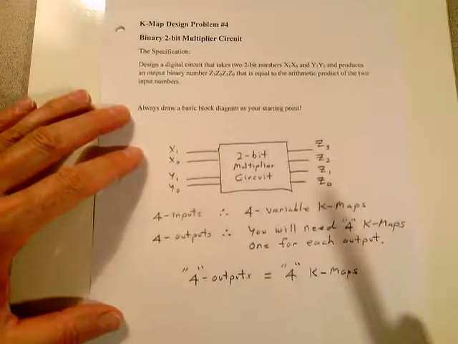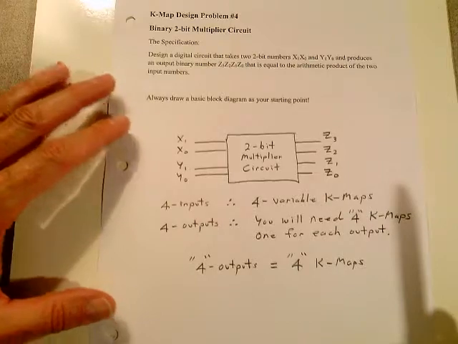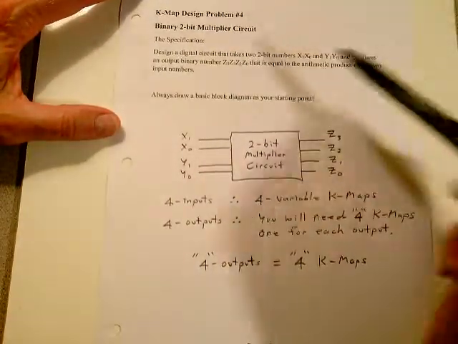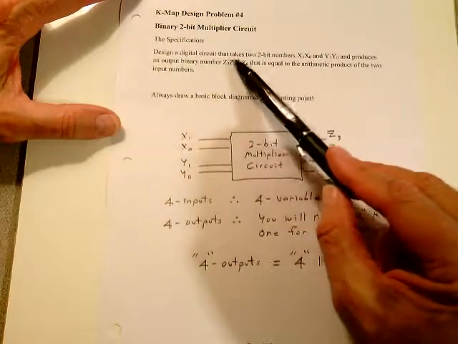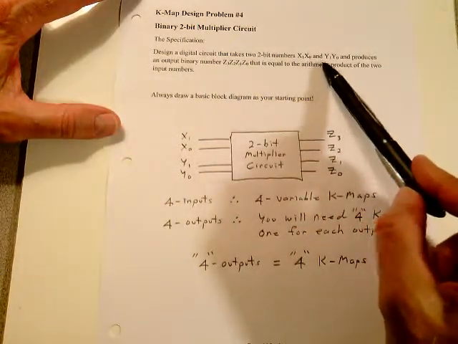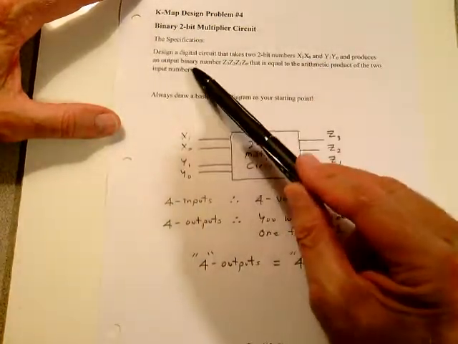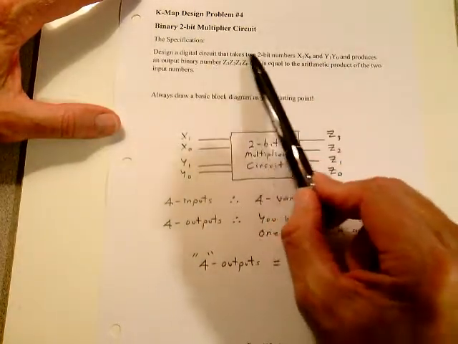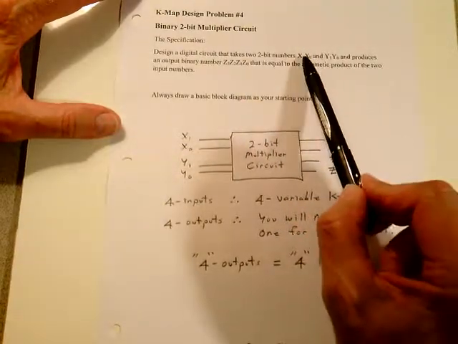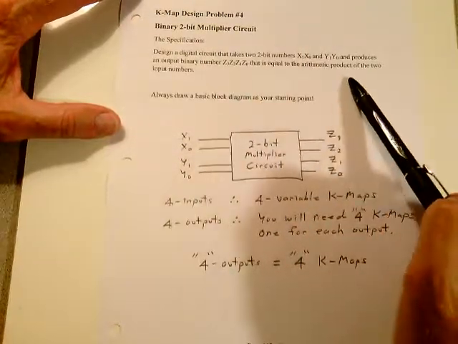K-map design problem number 4, which is on page number 115. A binary 2-bit multiplier circuit. Here's the specification. Design a digital circuit that takes two 2-bit numbers, x1 and x0, and y1 and y0, and produces an output binary number, 4 bits, z3 through z0, that is equal to the arithmetic product of this times this. These are binary numbers.